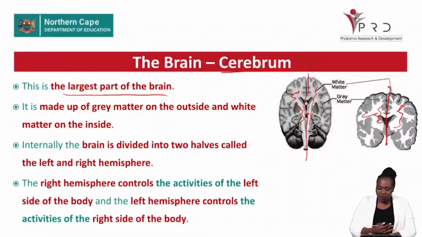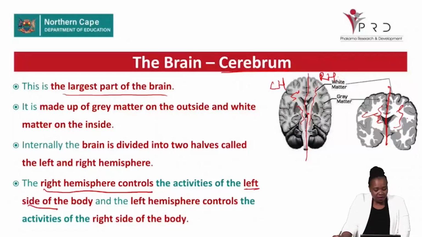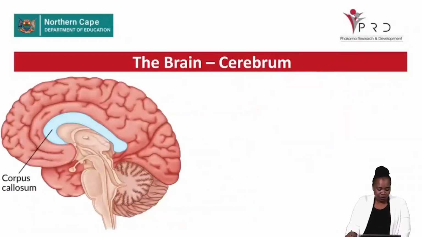So the interesting part about this is that the left hemisphere of the brain, let's say this is the left hemisphere and this is the right hemisphere, right? So the right hemisphere controls the left side of the body, whereas the left hemisphere would then control the right side of the body, right?